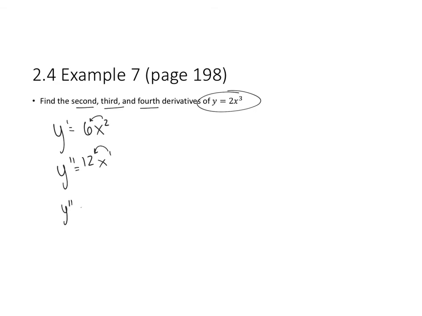So here's a perfect example, example 7 on page 198. It asks us to find the second, the third, and the fourth derivative of y equals 2x cubed. So my first derivative is y prime, and the 2 times 3 comes down, 6x squared. My second derivative, the 2 comes down, 2 times 6 is 12x. The third derivative, the 1 comes down, 1 times 12 is 12. And for the fourth derivative, the derivative of a constant is just 0. So here this function had 4 derivatives that I could find.